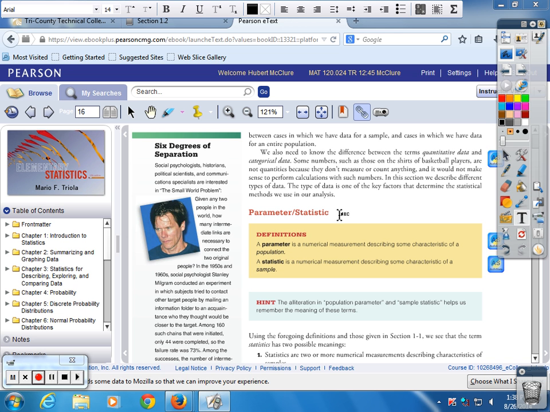All right, Kevin Bacon. Why are they doing Kevin Bacon? Why they got a picture of him?